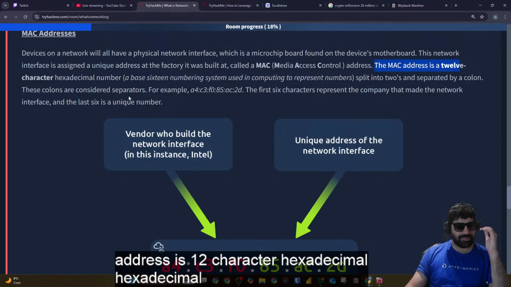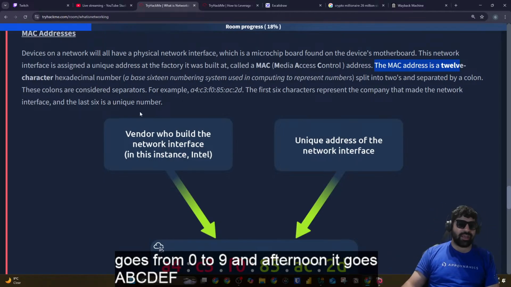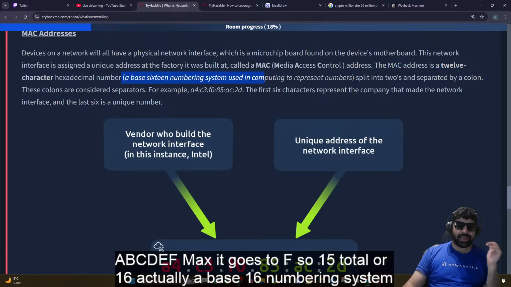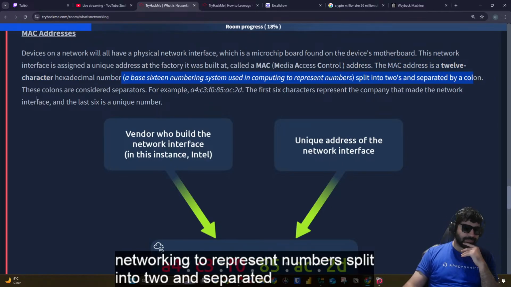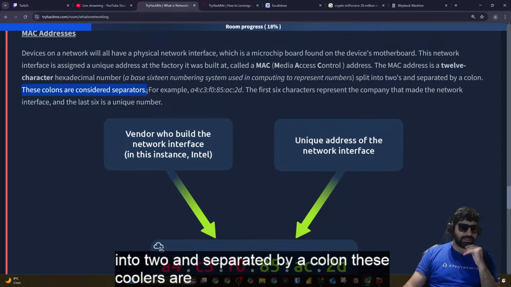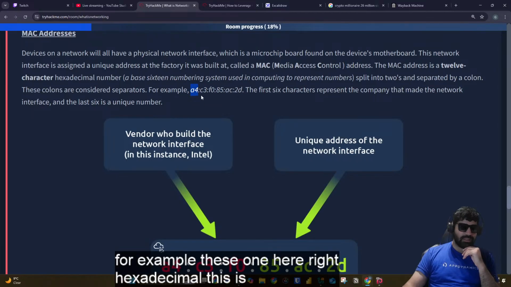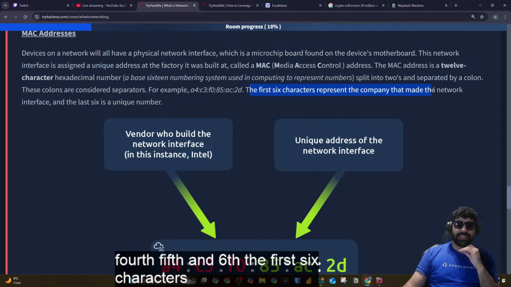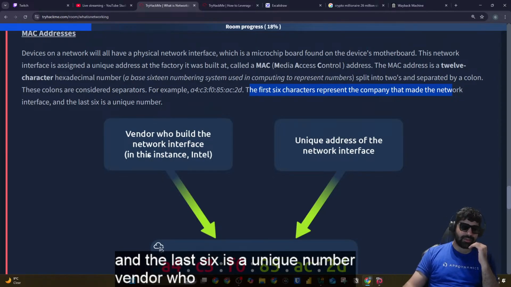Hexadecimal means it goes from 0 to 9, and after 9 it goes A, B, C, D, E, F. The max is F, so 16 values in total. It's a base 16 numbering system used in networking to represent numbers, split into two characters and separated by a colon. These colons are considered separators. For example, this one here: this is one set, second, third, fourth, fifth, and sixth. The first six characters represent the company that made the network interface, and the last six are a unique number, the vendor who built the network interface in this instance.